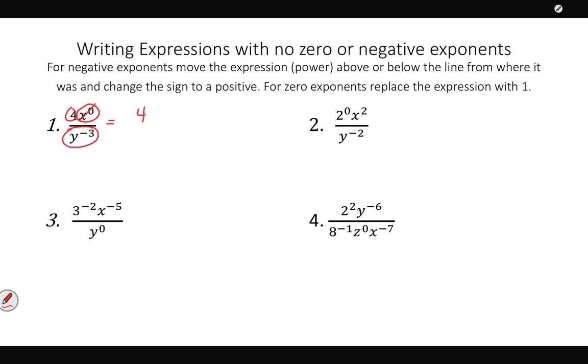This has a negative exponent, so that must move up above. So that becomes 4y to the third. Now there's nothing in the denominator but a 1, but we don't need to write it that way. So this is just 4y to the third. And there's my final answer.